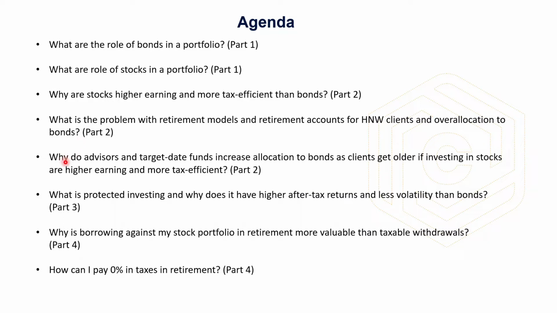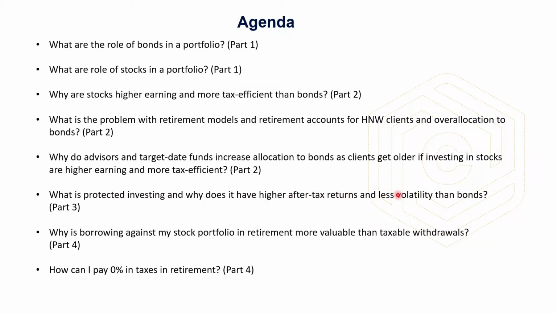We'll then be talking about in part 2, well, if bonds are so tax inefficient and lower yielding, why do advisors and target date funds increase allocation to bonds as clients get older, right? So why are they doing that if we know that stocks are higher earning and more tax efficient? And we'll talk about why that model benefits the advisors more so than it does the actual client. And you'll see this if you have 401ks or just Vanguard target date retirement funds. You'll see this increasing allocation of bonds and why it's actually a problem for clients, even though it's better for the advisor's model.